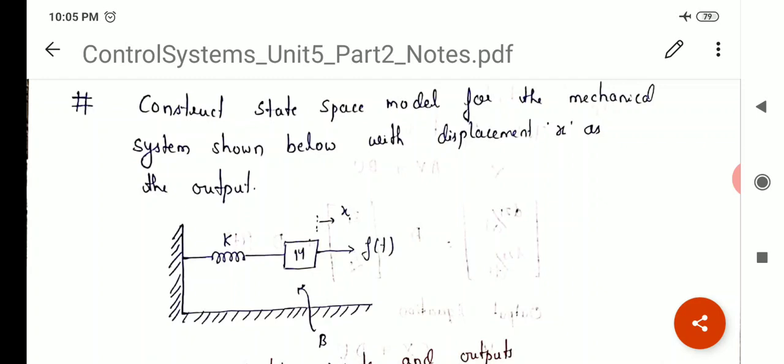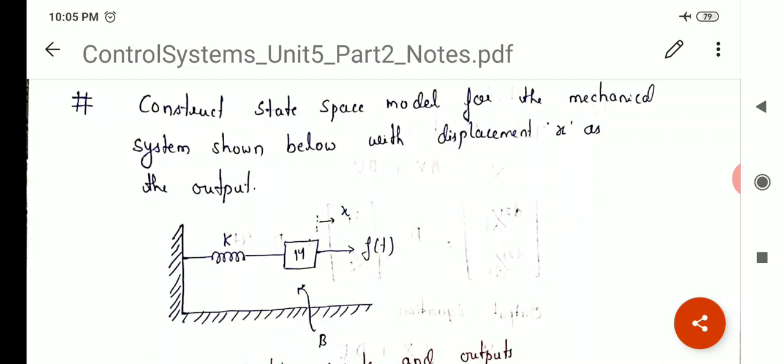In Unit 1, we have seen developing a mathematical model for a mechanical system. So this is a simple MBK system where we have one M, one K and one B. As we know, the state space model will have a state equation and an output equation. The state equation is basically of the form x dot is equal to Ax plus Bu, where x is the state vector. So what is a state vector? A state vector is a vector which consists of state variables.